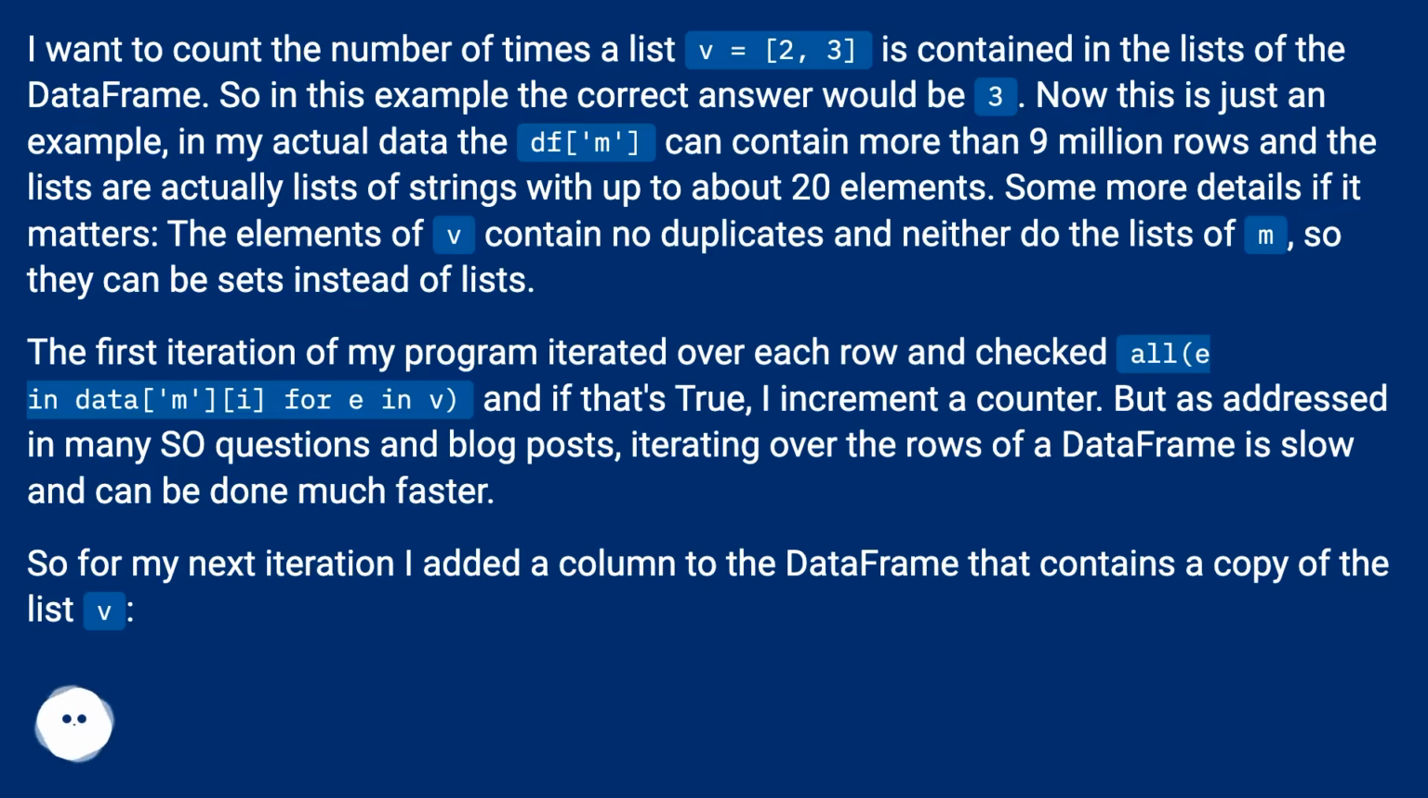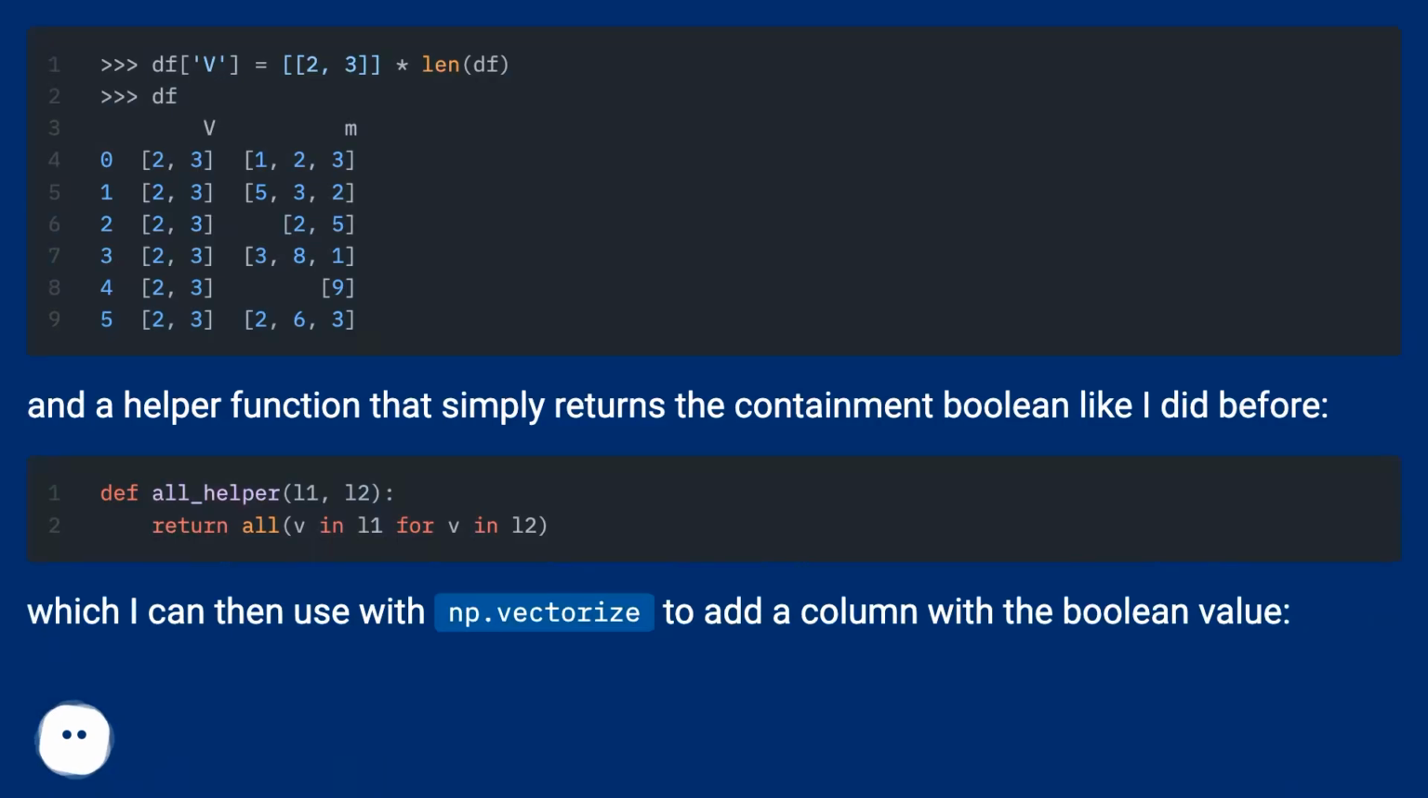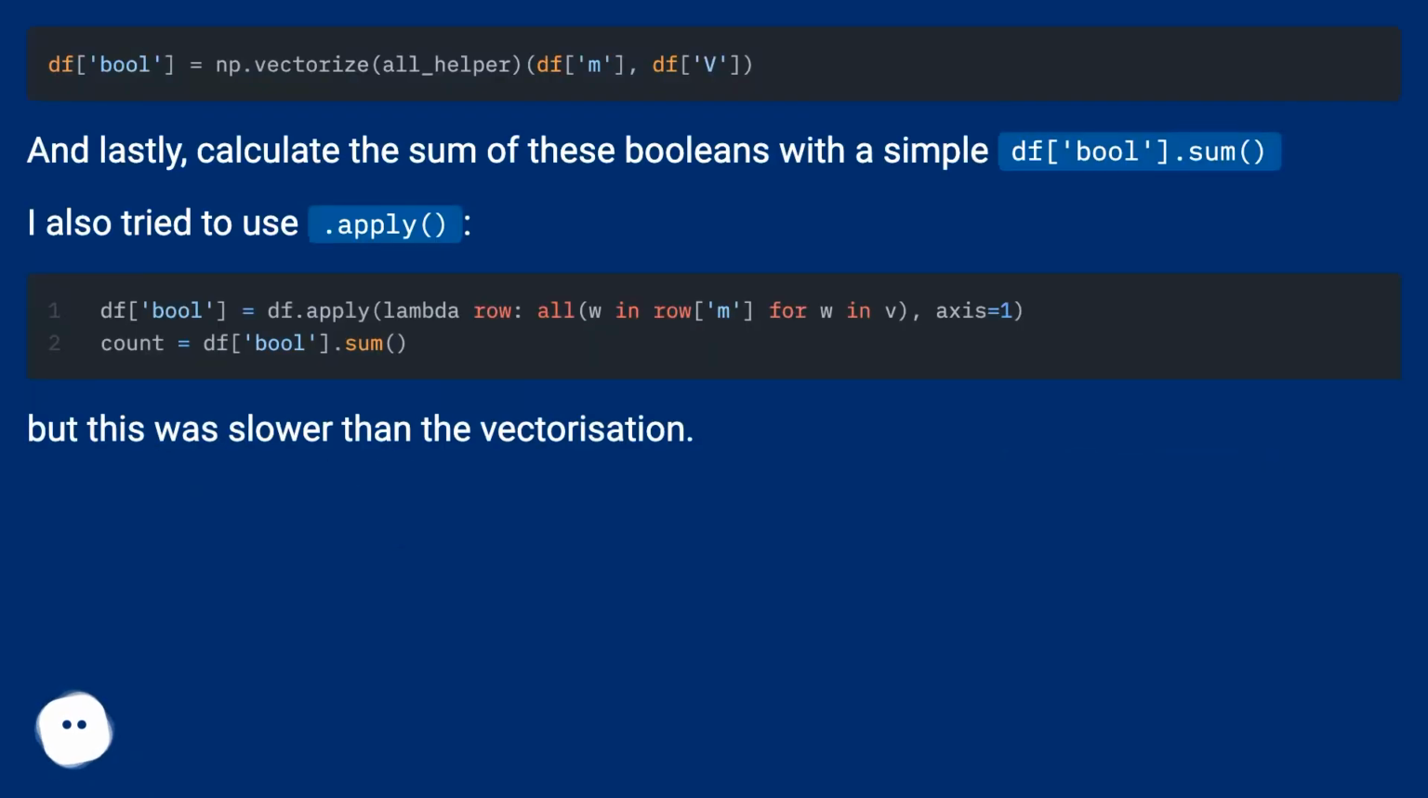But as addressed in many SO questions and blog posts, iterating over the rows of a data frame is slow and can be done much faster. So for my next iteration I added a column to the data frame that contains a copy of the list v. And a helper function that simply returns the containment boolean like I did before, which I can then use with np.vectorize to add a column with the boolean value. And lastly, calculate the sum of these booleans with a simple df bool.sum.